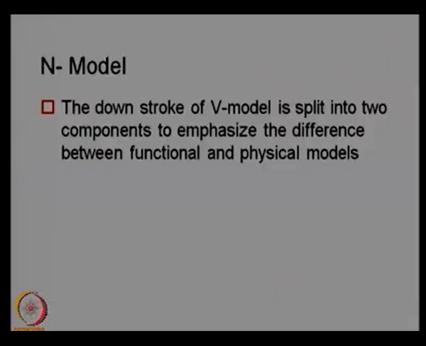So everything is in the left arm of the V. So in this case, in the N model, I try to split this into two components, one for the functional model and another one for the physical model. That is the only difference here, which is not very popular. The N model is not very popular, but most of the companies still use the V model only.